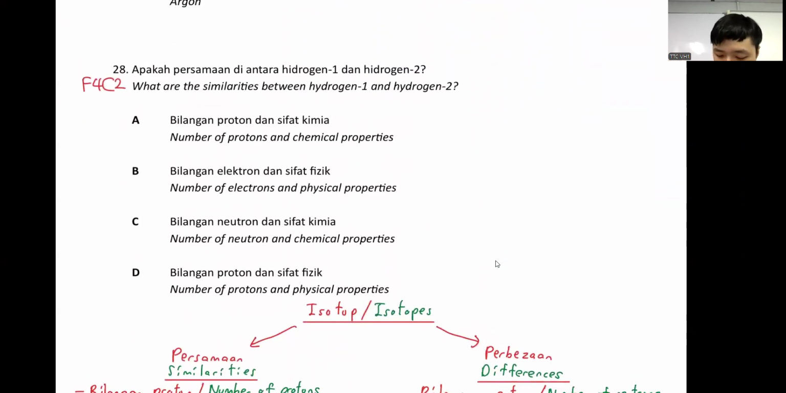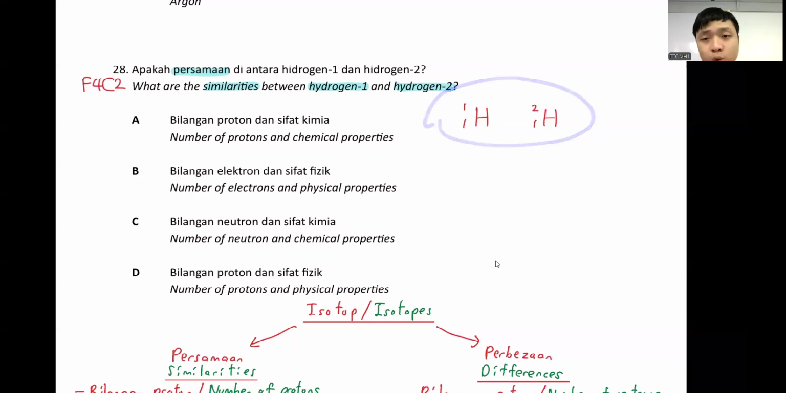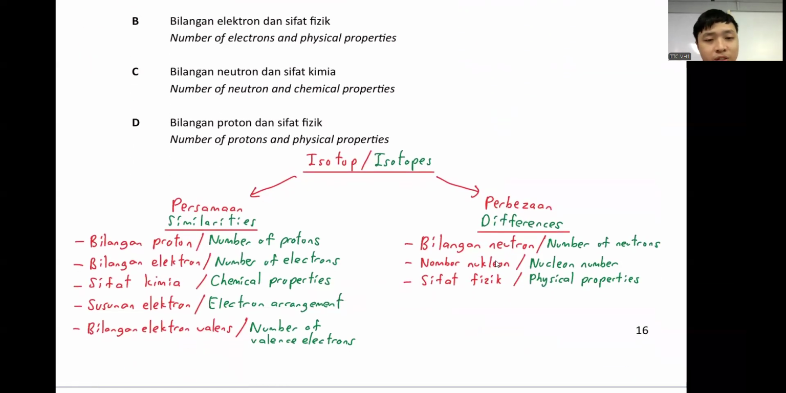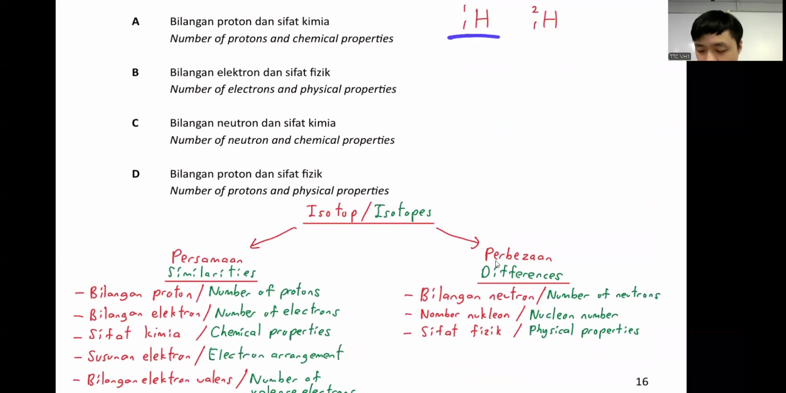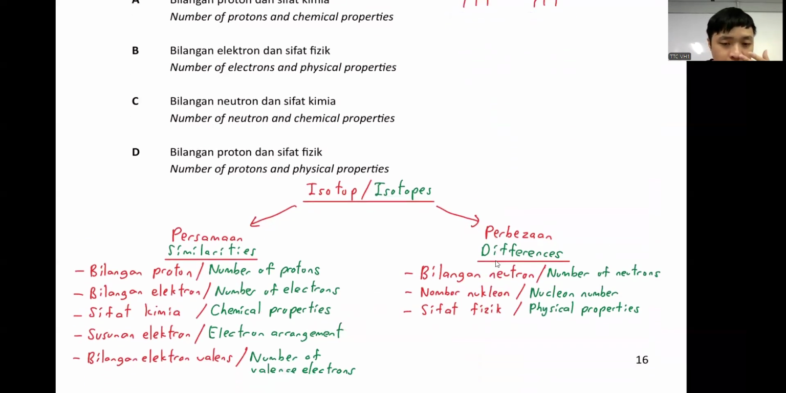What are the similarities between hydrogen 1 and hydrogen 2? Okay, so apakah persamaan antara hydrogen 1 dan 2? So hydrogen 1, hydrogen 2. Okay, they are isotopes. So you can see, I listed already. What are the similarities of these two isotopes? 它们有什么共同点？ Persamaan. And then the perbezaan, differences.